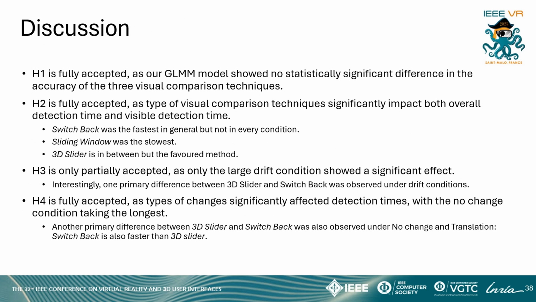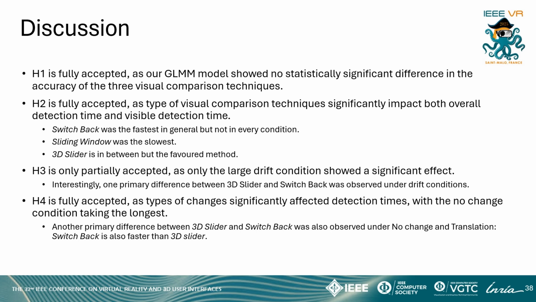After data analysis, H1 is fully accepted, as our model showed that there's no significant difference in the accuracy of the 3 visual comparison techniques. H2 is fully accepted, as the type of visual comparison technique significantly impacts both overall detection time and visible detection time. Specifically, switchback was the fastest in general but not in every condition. Sliding window was the slowest. 3D slider is in between but varied.